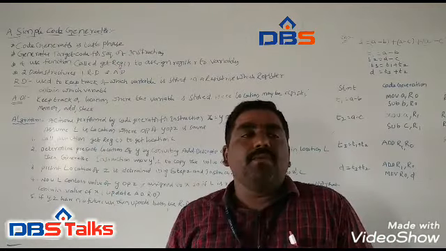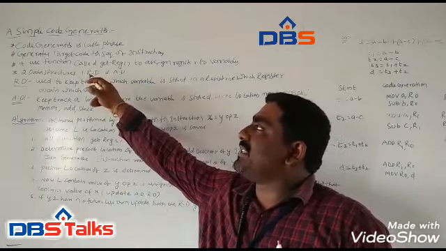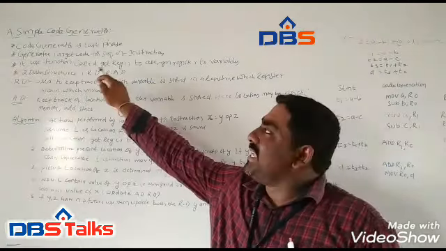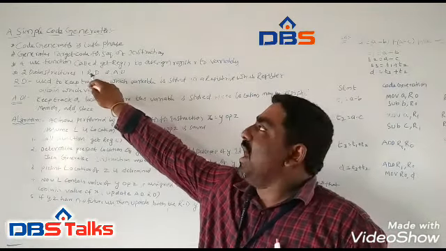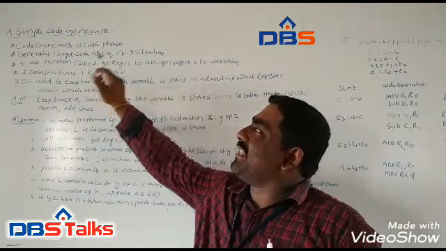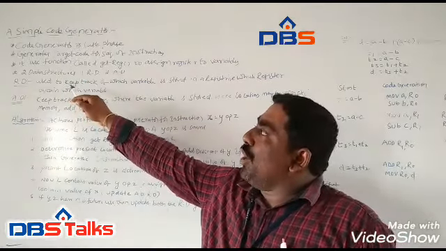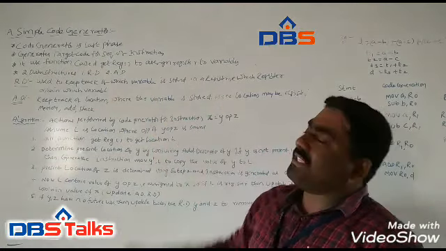Here mainly we are going to use 2 data structures. The first one is the register descriptor, the second one is the address descriptor. RD means register descriptor, AD means address descriptor. We use the register descriptor in order to keep track of which variable is stored in which register.